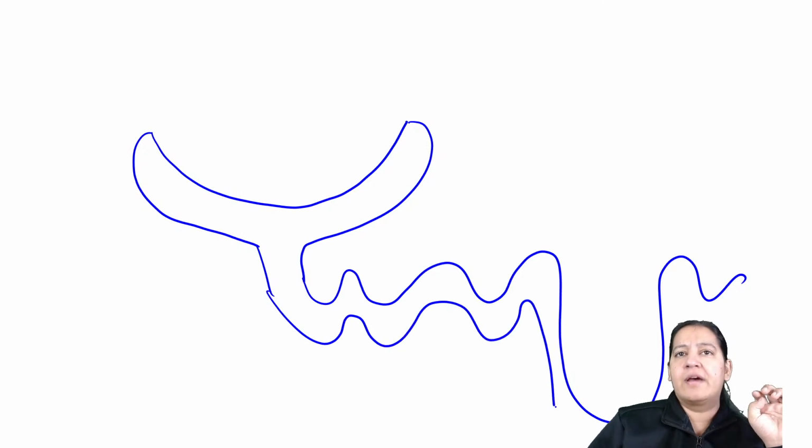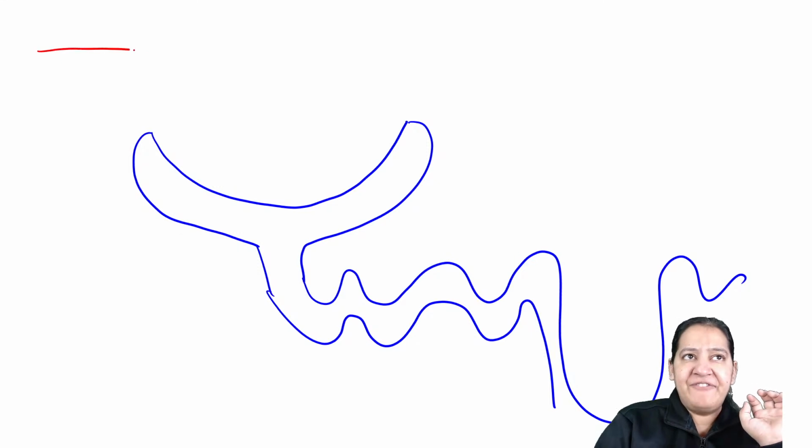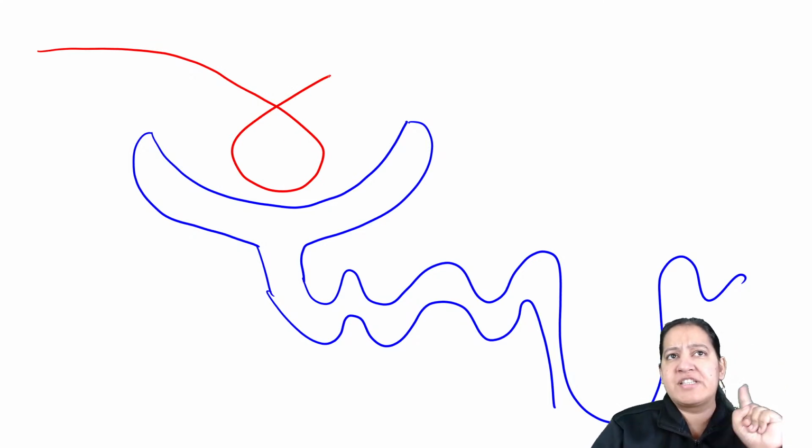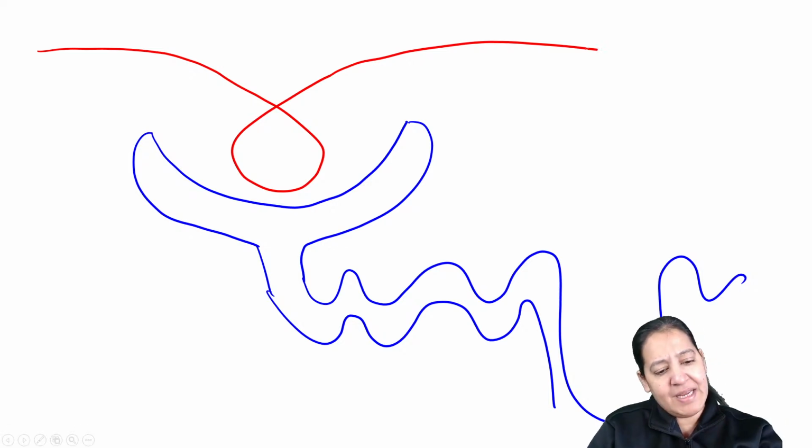It is continuing here. Now imagine, to form the tuft of capillary, this is the afferent arteriole. It is coming, forming one capillary. There are multiple, but I will draw only one for the sake of explanation. And it is exiting out in the form of the efferent arteriole. What I am saying, listen again.